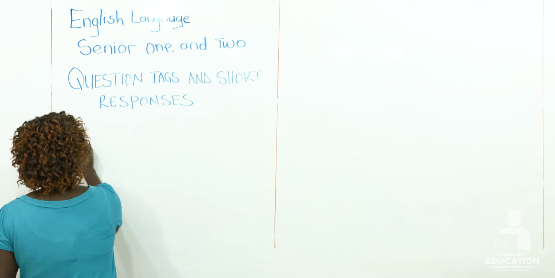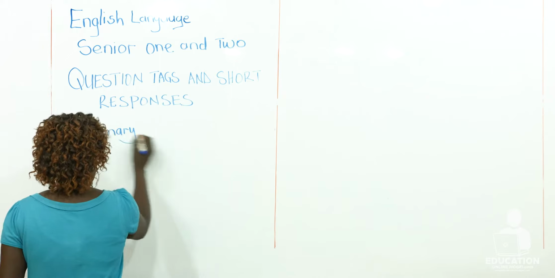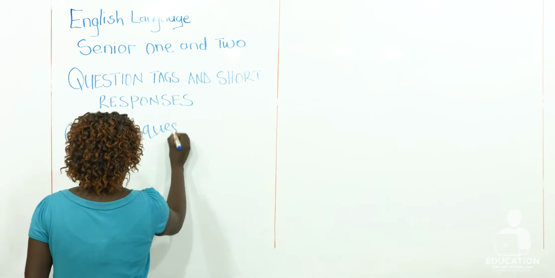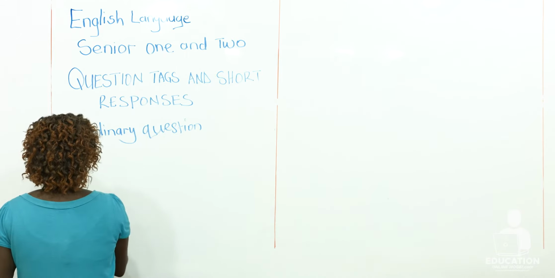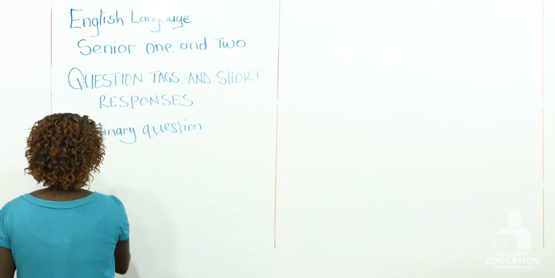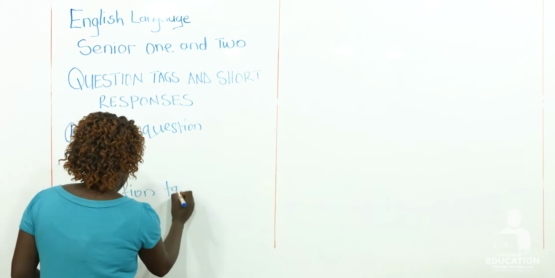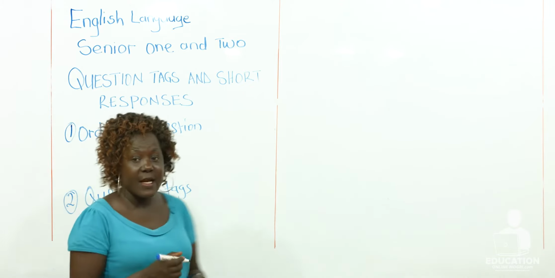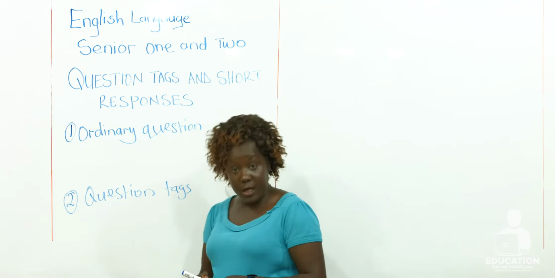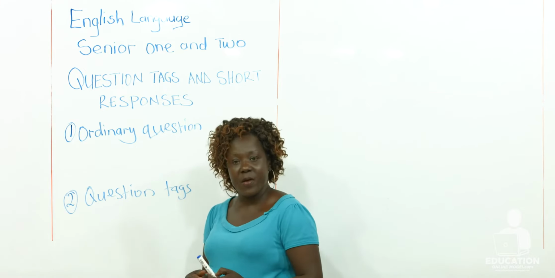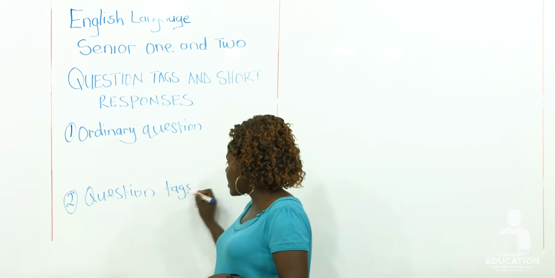One, ordinary question. Then we have question tags. For today, my dear learners, we are going to ignore the first type of question, the ordinary question. We will look at it in the next lesson. Let us concentrate on the second type of question, which is called question tag.